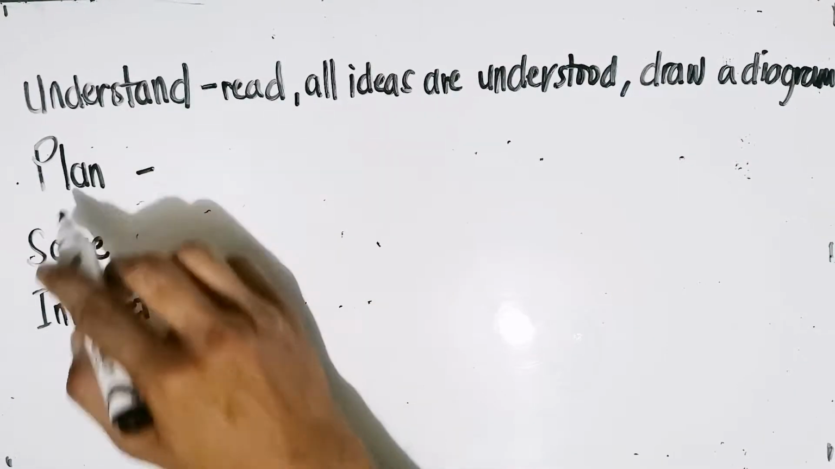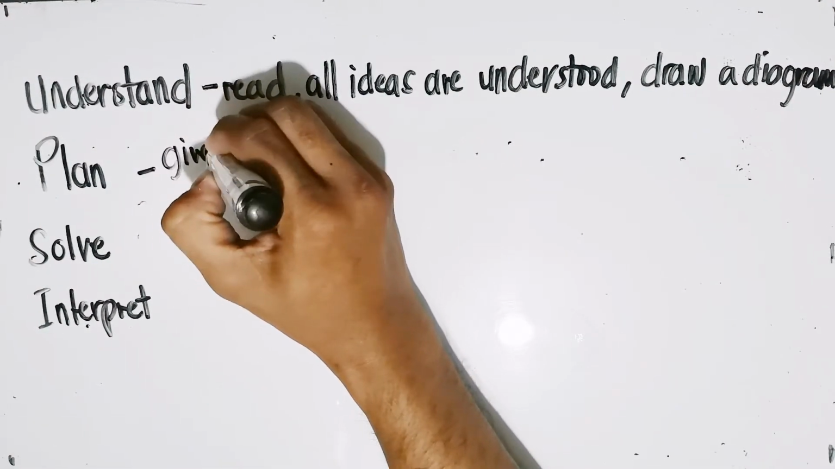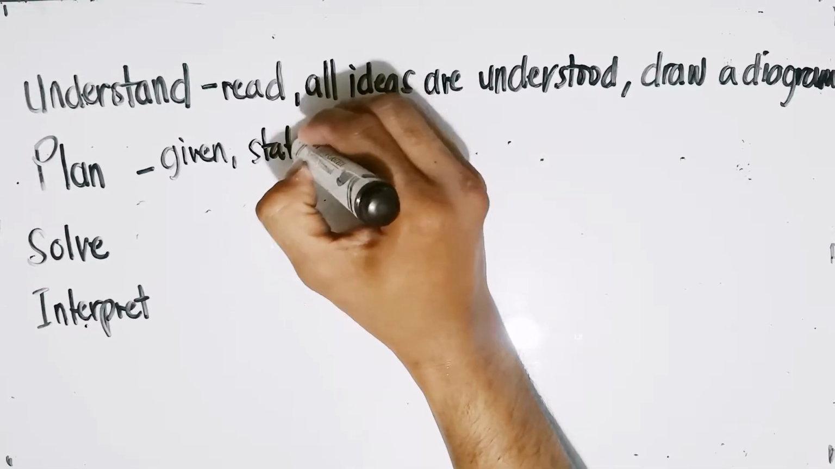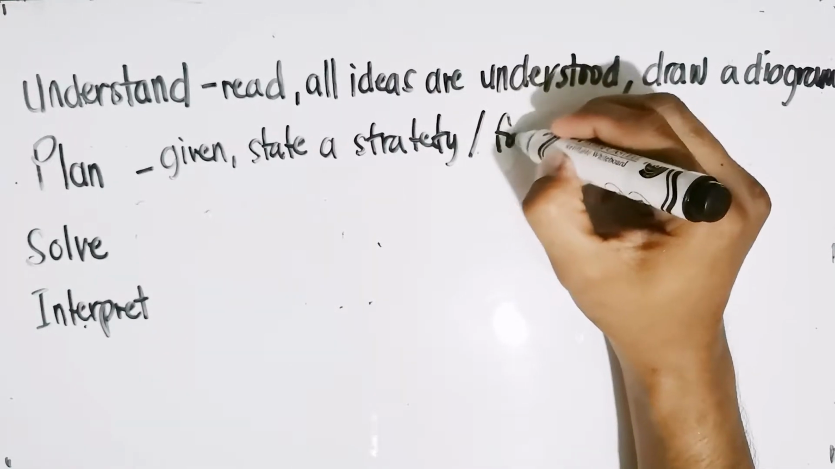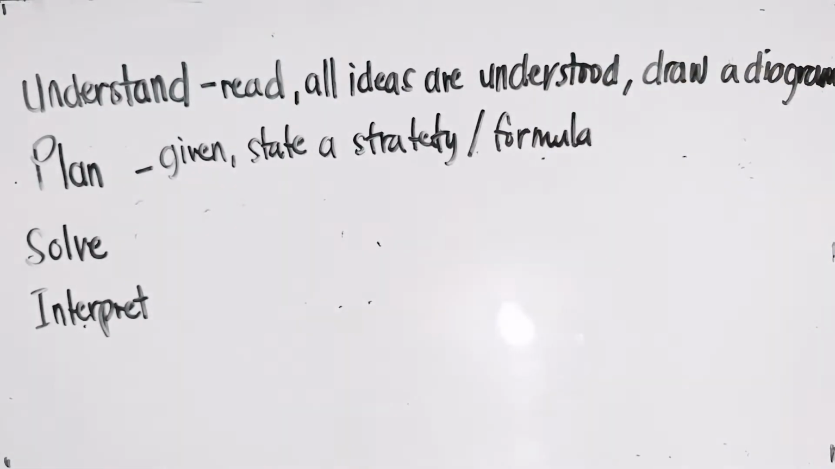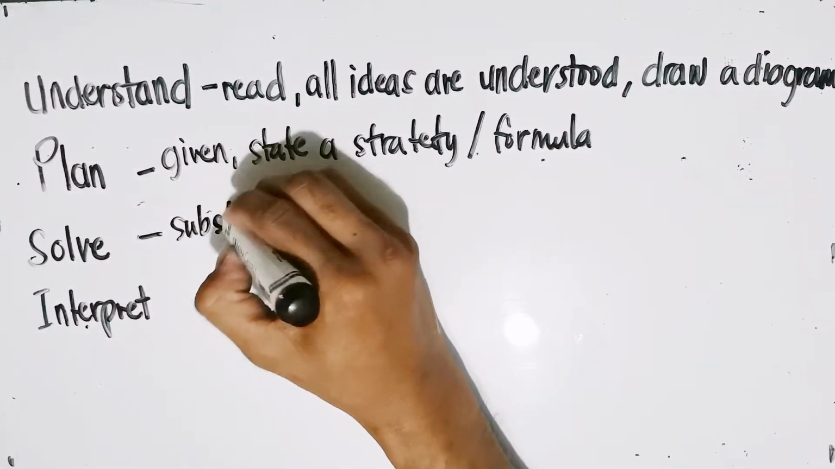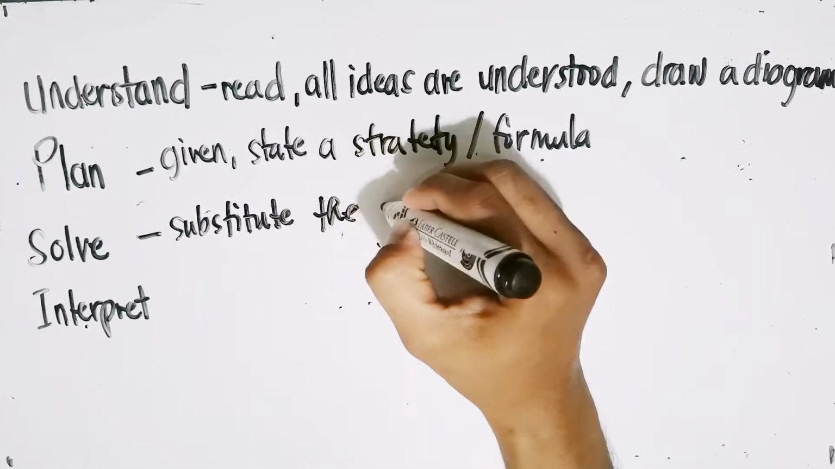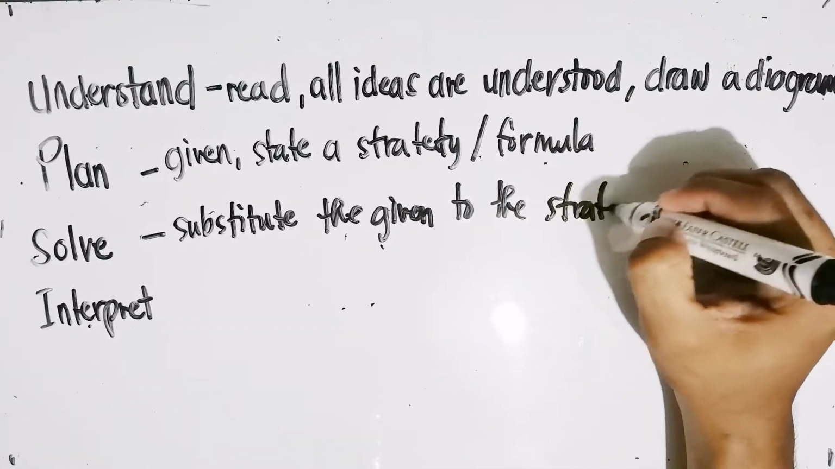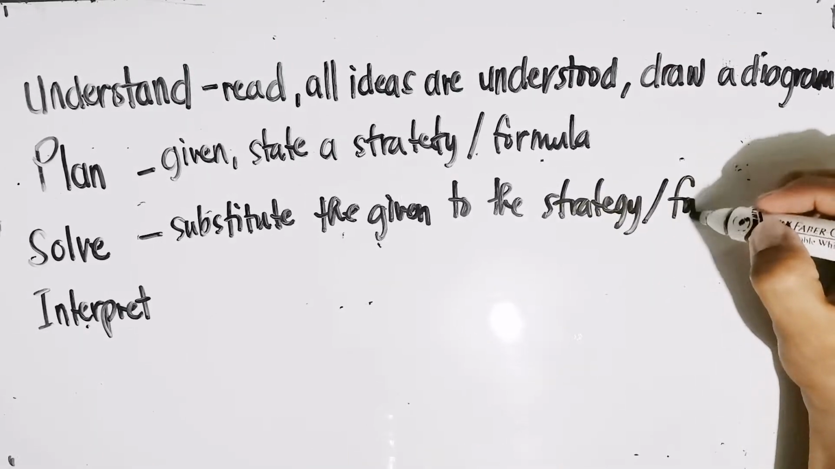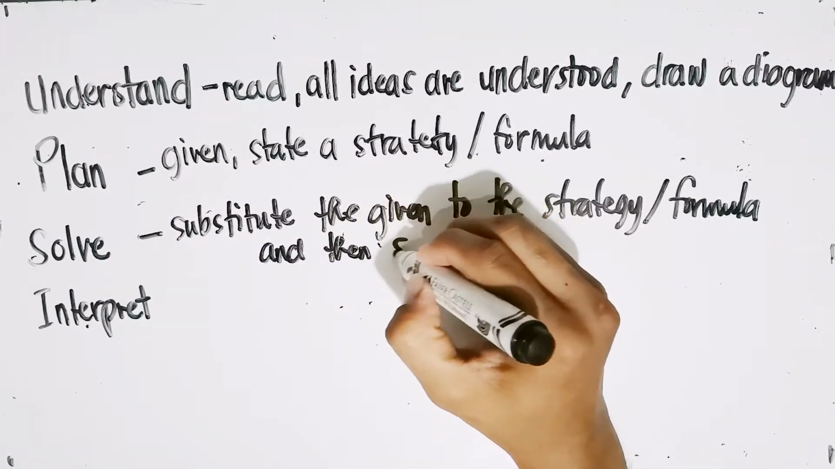Next step is plan. So under plan, you will give the given, state a strategy or the formula. Next, you will solve. So under solve, you will substitute the given to the strategy or formula. And then solve.